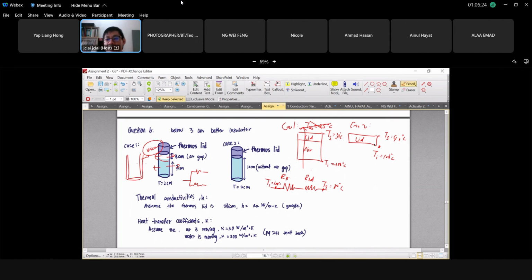So this one, you only have 1 resistance, right? So this R lid, and this is your T in 100. This is your T surface of the lid, that is 40. And then you do the calculation, you compare what is the Q. Q for case 1, what is that? Q for case 2, what is that? Then you know, right? Which one is bigger? It means the water gets cold faster. Do you get the idea?